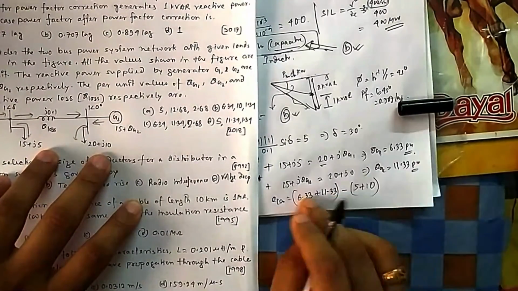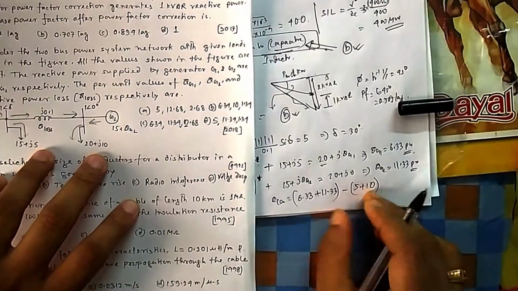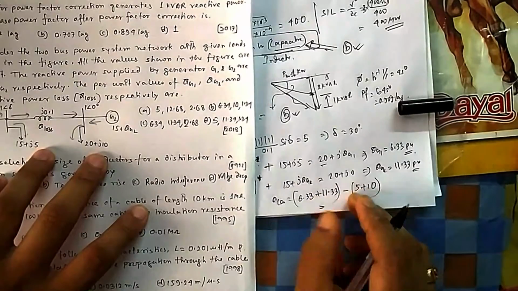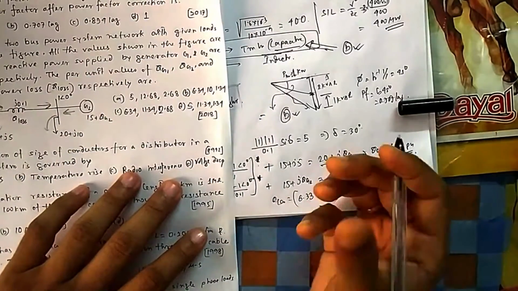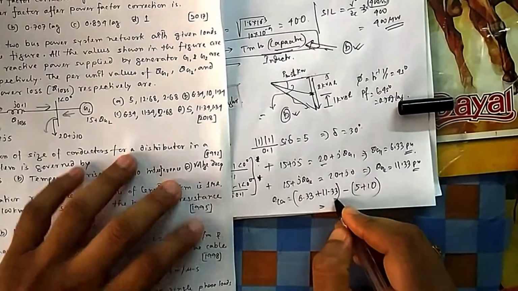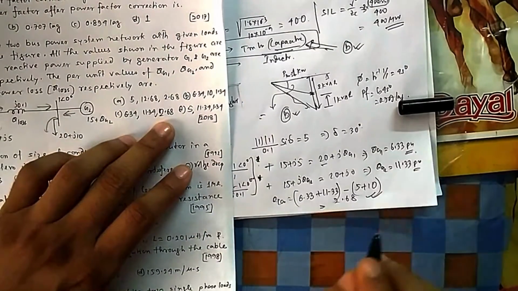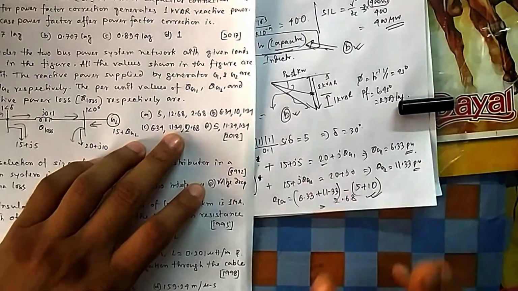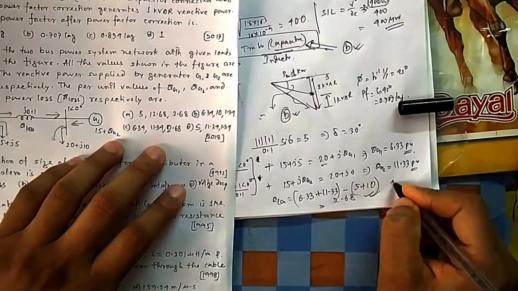This is the Q you have generated, and this much Q you are absorbing. So the deduction of this will give you the loss, the amount that you have lost. So that is equal to 2.6866, around 6.34, so you can calculate. So that is your option C.